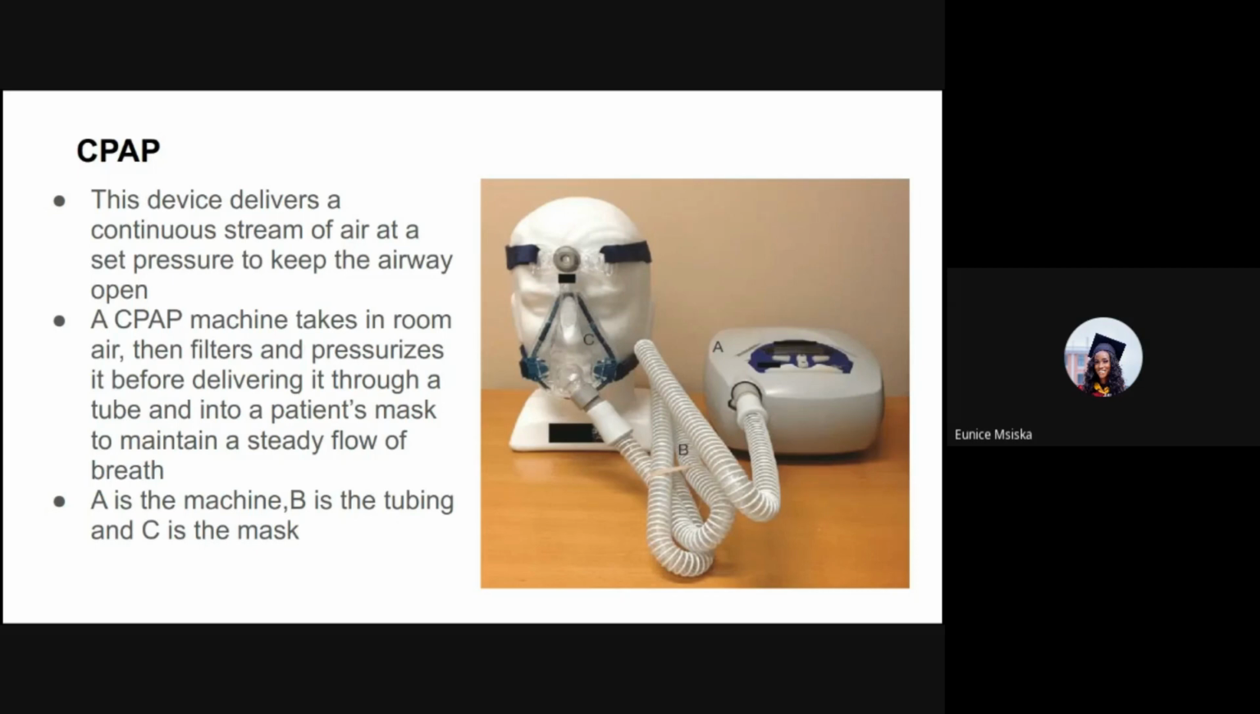A CPAP machine takes in room air, then filters and pressurizes it before delivering it through a tube and into a patient's mask to maintain a steady flow of breath. As you can see in the graphics, we're seeing a dummy that is actually wearing a mask, and the diagram is labeled ABC, and the part labeled A is the machine itself, and B is the tubing, and C is the mask.